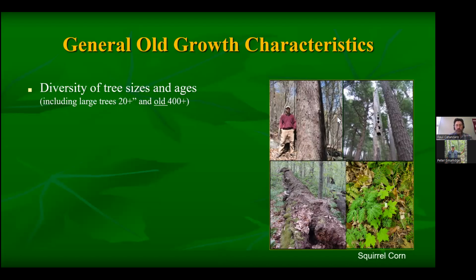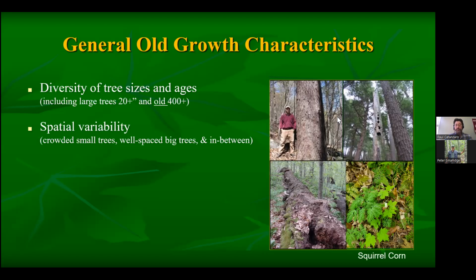One of the general characteristics of old growth is that they have a diversity of tree sizes and ages. It's not even aged. It's not just one cohort of trees. It's a variety of trees, meaning we've got some trees that are very large, and by that we mean over 20 inches at least. We do have some trees that are very old, but we also have trees that are young and of smaller diameters. There is a lot of spatial variability within old growth forests, including some areas that are crowded with small diameter trees, and some areas that are really well spaced out.